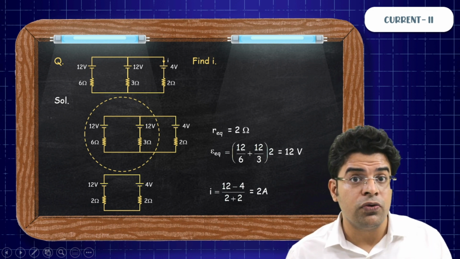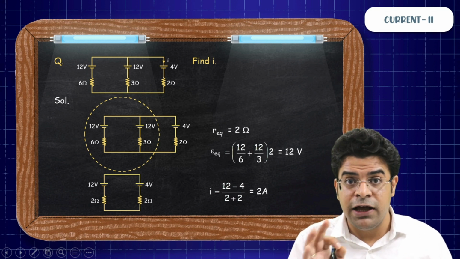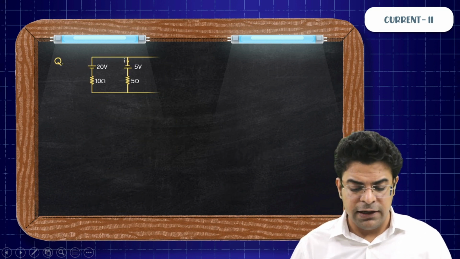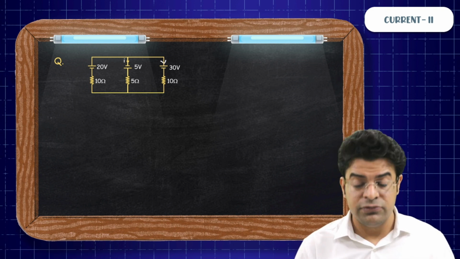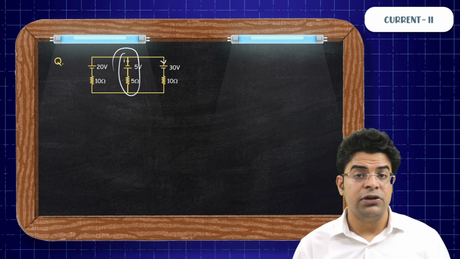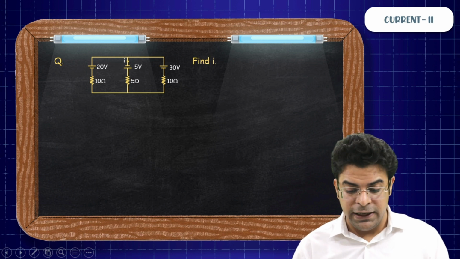Now I'm going to do the same thing for more questions to practice. There are 4 more questions coming up. Listen very carefully. If they give you this type of circuit, now rather than asking the current in the last line, they have asked you current in this line.